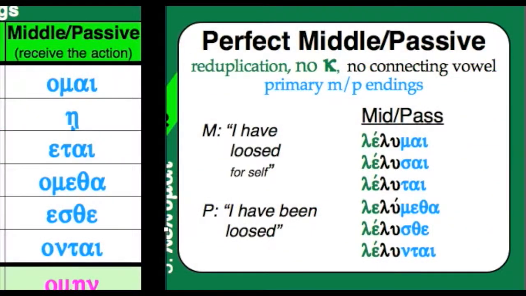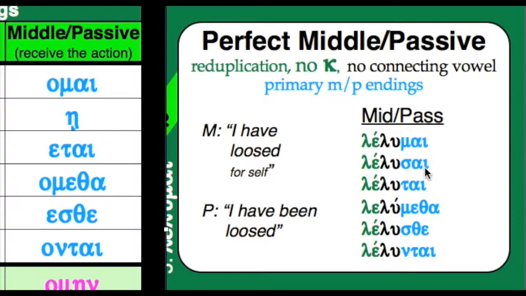Now the perfect middle passive, notice that they share a form, is also pretty easy to spot for a couple of reasons. First of all, we get this nice reduplication, which is always really easy to spot. But also, there's no kappa, and there's also no connecting vowel. Now what does that mean? Remember, normally we get omai, ei, etai, ometha, esthe, ontai. There's some sort of connecting vowel there. But with the middle passive, you just have mai, sai, tai, metha, sthe, ntai. Notice the vowels are gone.